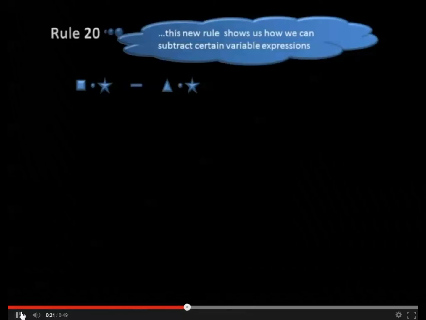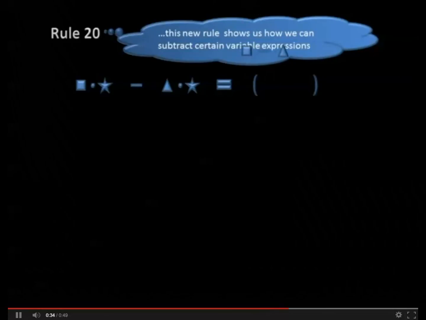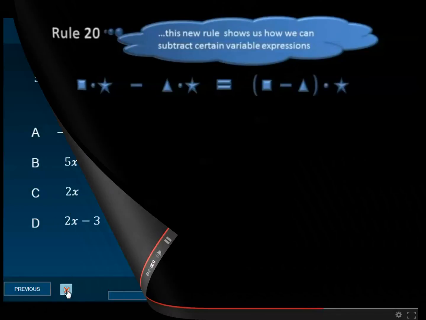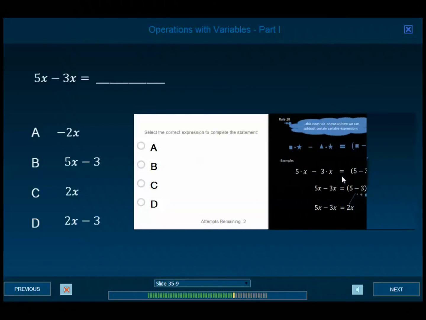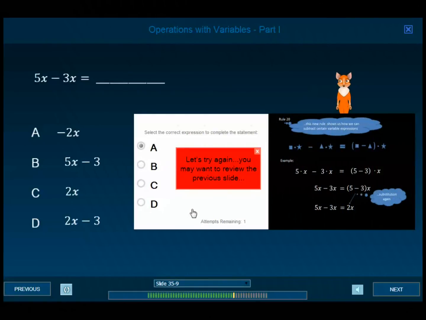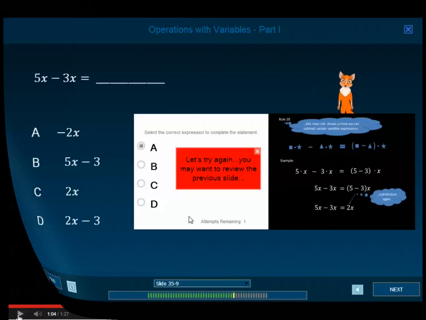You were right. Rule 20 says that we can rewrite this expression in the following way, that square times the star minus triangle times the star is equal to the quantity square minus the triangle times the star. According to Rule 20, 5x minus 3x equals what? Look at your example on the slide for help.